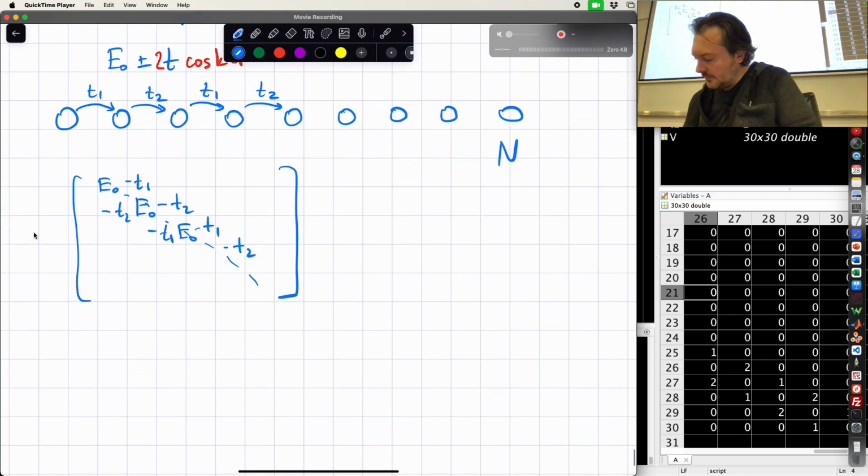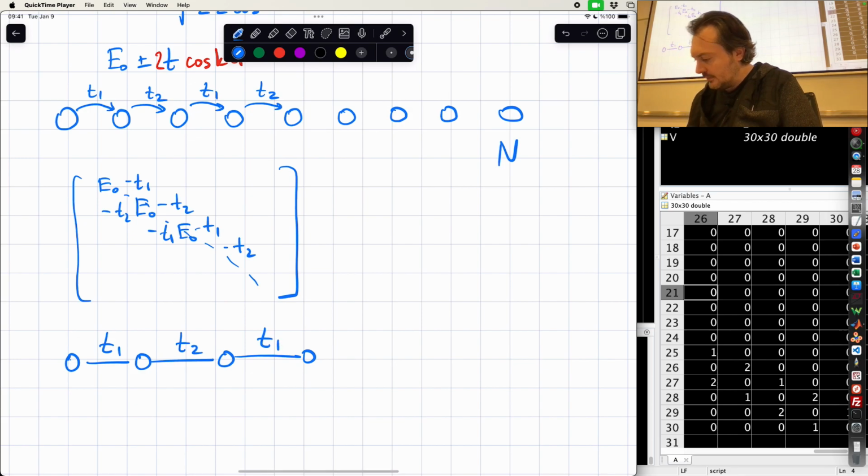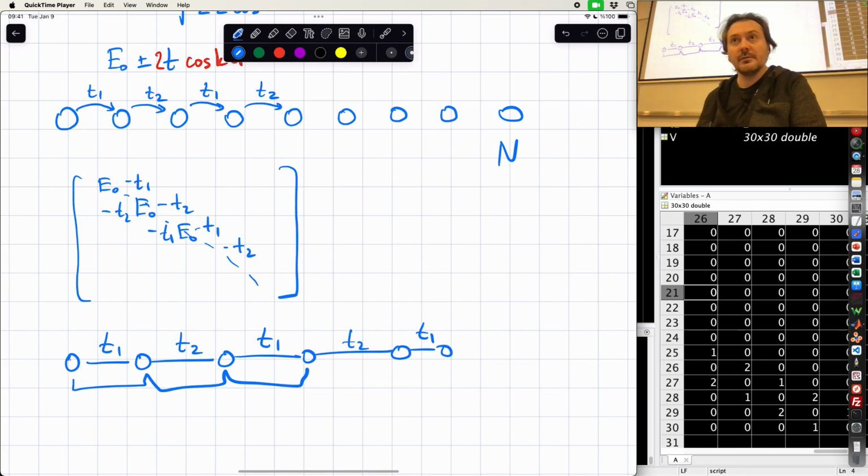Because we want to start with T1 and end with T1. Okay? Then you need an even number of atoms. So you add 2 more, then it's T2 and T1 again. Okay? The number of bonds is odd. Yes, exactly.